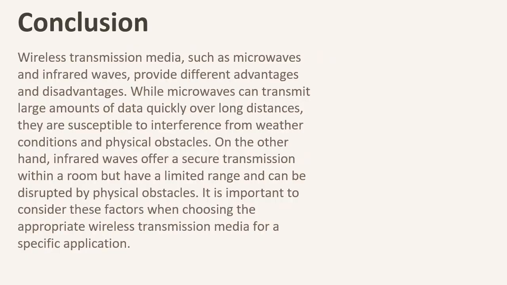Wireless transmission media, such as microwaves and infrared waves, provide different advantages and disadvantages. While microwaves can transmit large amounts of data quickly over long distances, they are susceptible to interference from weather conditions and physical obstacles. On the other hand, infrared waves offer a secure transmission within a room, but have a limited range and can be disrupted by physical obstacles. It is important to consider these factors when choosing the appropriate wireless transmission media for a specific application.